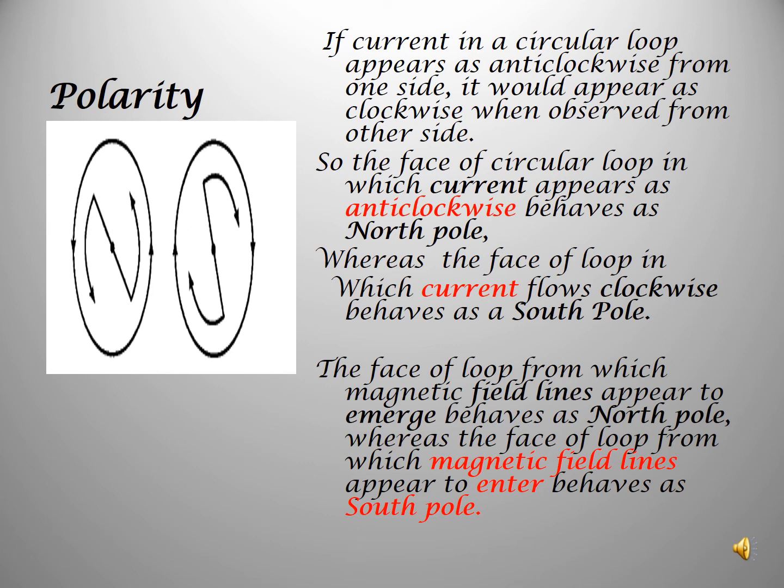So remember this way. The face of the loop from which magnetic field lines appear to emerge behaves as north pole, whereas the face of the loop from which magnetic field lines appear to enter behaves as south pole.